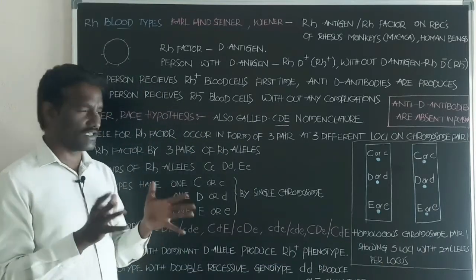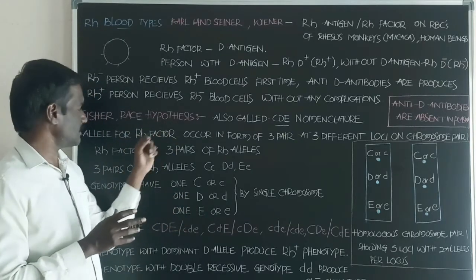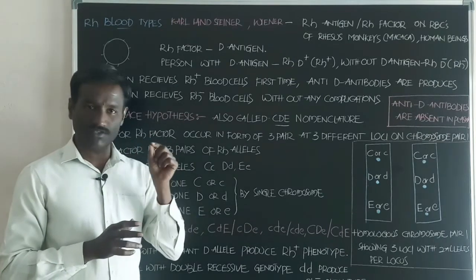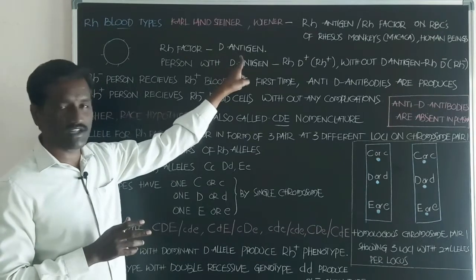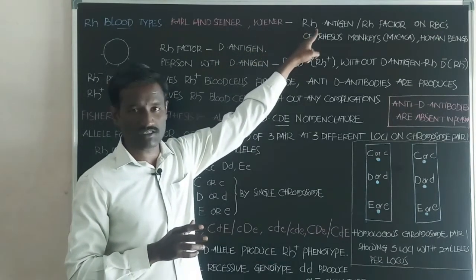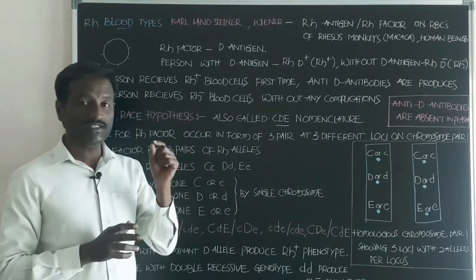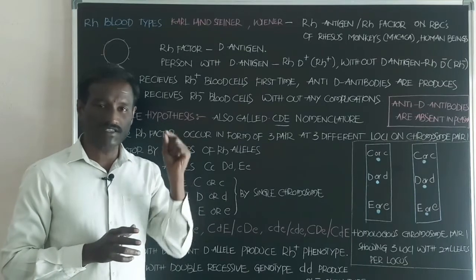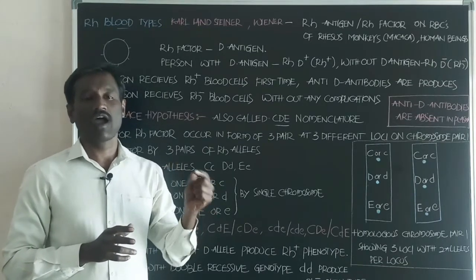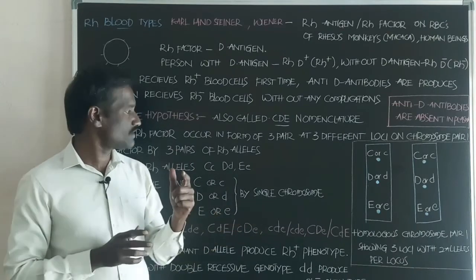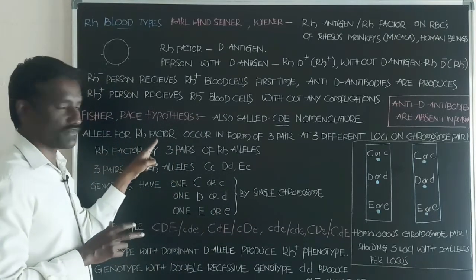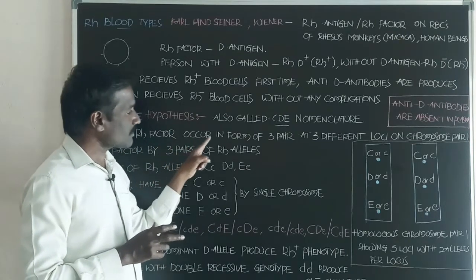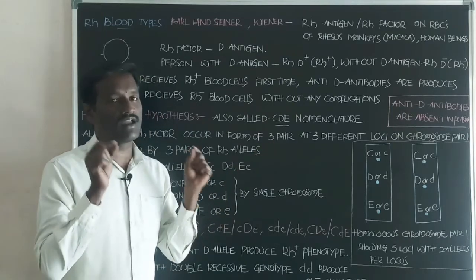Student, according to this hypothesis, the allele for Rh factor, the presence of the D antigen, the presence of the Rh antigen, that phenotype, is caused by the presence of the gene and its alleles. Okay, student, alleles for Rh factor occur in the form of three pairs.